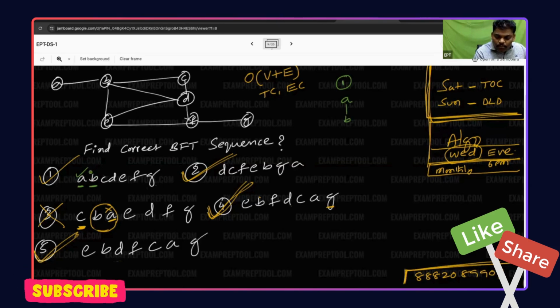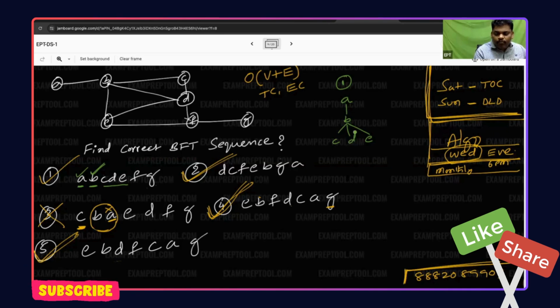Now, who is the B adjacent? B adjacent is A, already completed. Next one. B adjacent is E, D, C. EDC in some order, or CDE. So B adjacent is going to be C, D according to the first option, CDE. So B adjacent is also over, CDE.